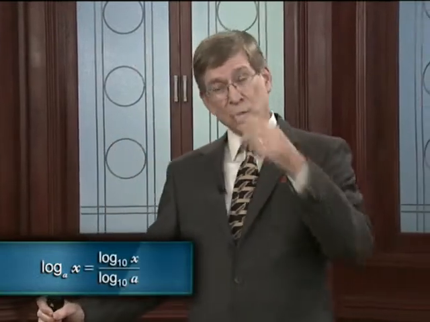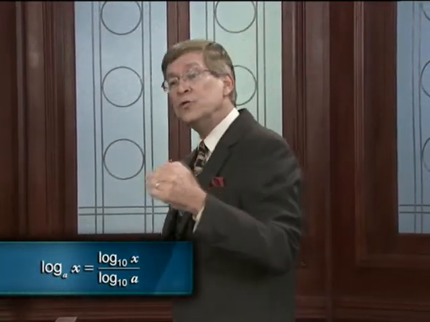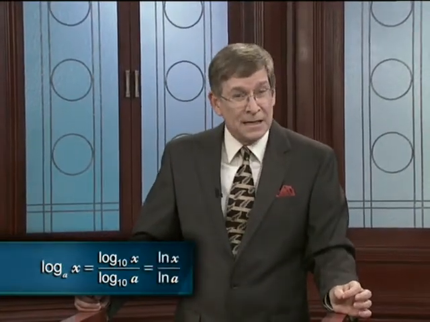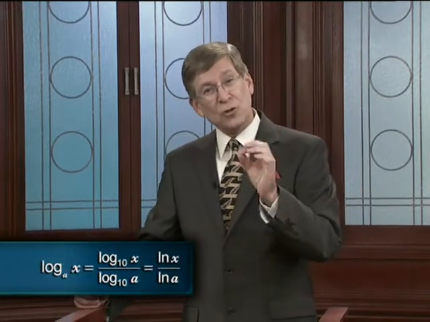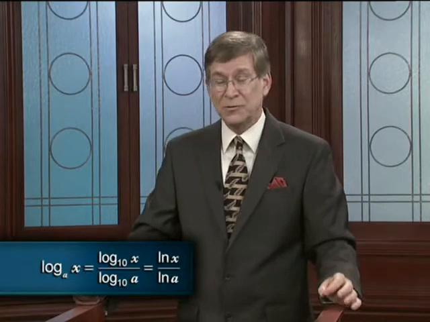The logarithm to base a of x is given by the quotient of log base 10 of x divided by log base 10 of the base a. Or you could do it with natural logarithms. So the log of x to base a is equal to the natural log of x divided by the natural log of a. So it's a very convenient formula. Let's use it in a couple of examples.